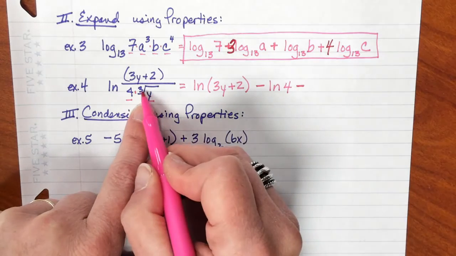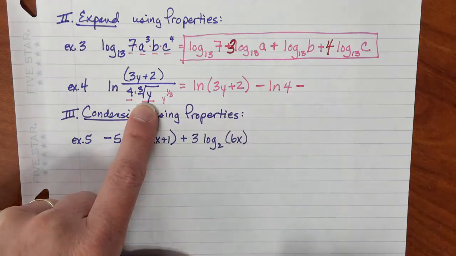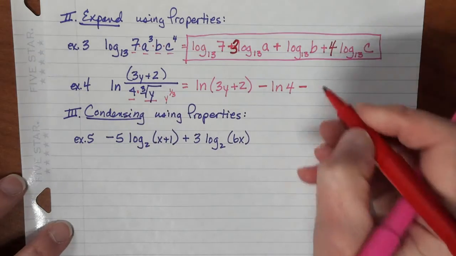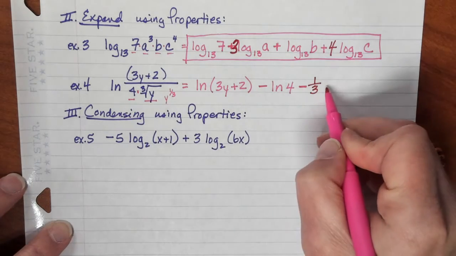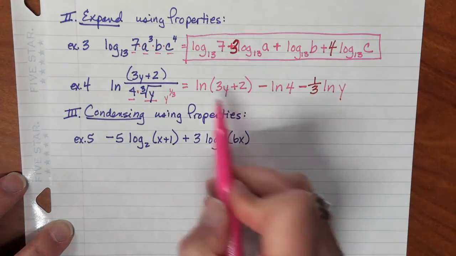Now, do you remember that that third root can be written as y to the 1/3, right? So I'm going to bring that 1/3 out front, make that minus 1/3 natural log, don't leave that out, of y. Now I'm done.